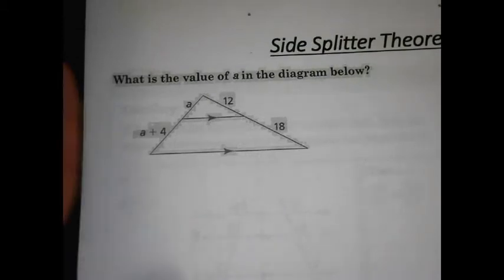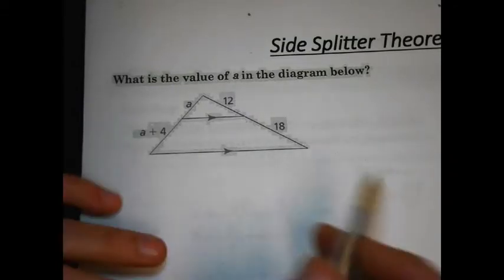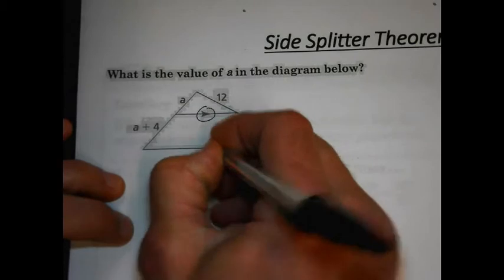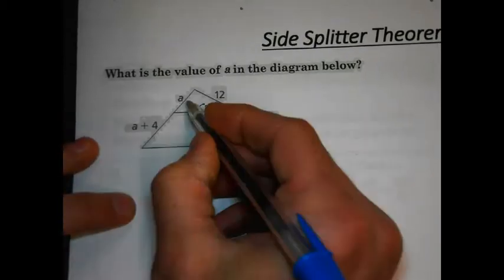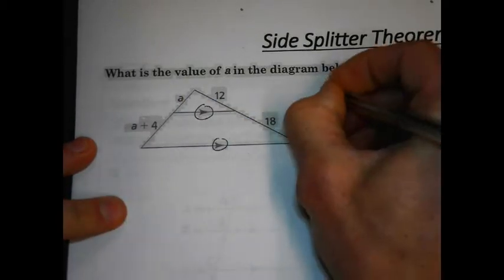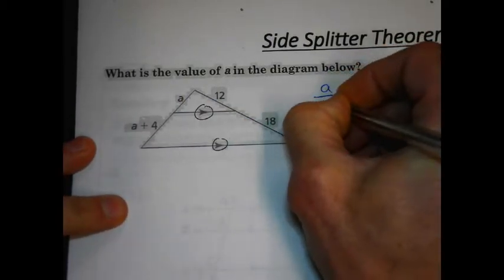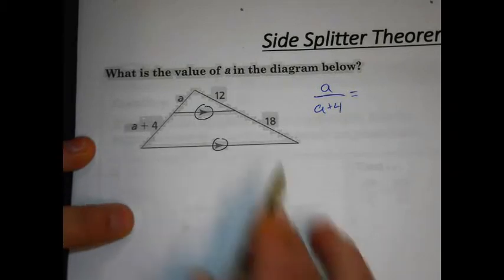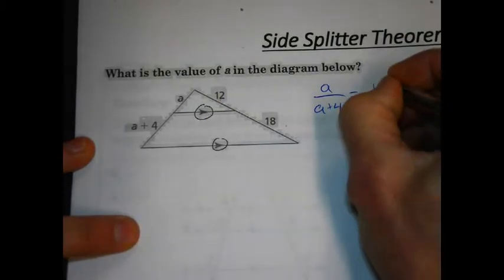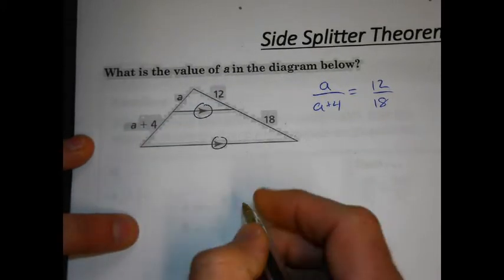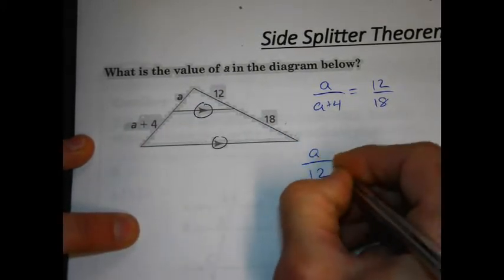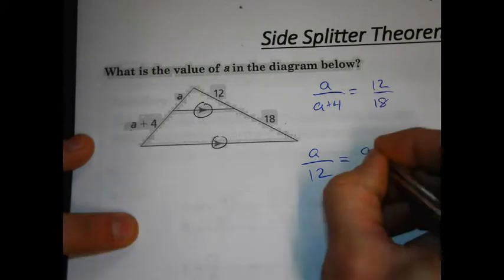What is the value of A in the diagram below? So it doesn't matter how you see this, as long as you're seeing it correctly. We have our parallel lines, true. What are some of the proportions that we could see? We could see A to A plus 4. There's nothing wrong with that. But what would that be equal to? 12 to 18. All right, that'll work. We could see A to 12. Okay. What would that be equal to? A plus 4 to 18.